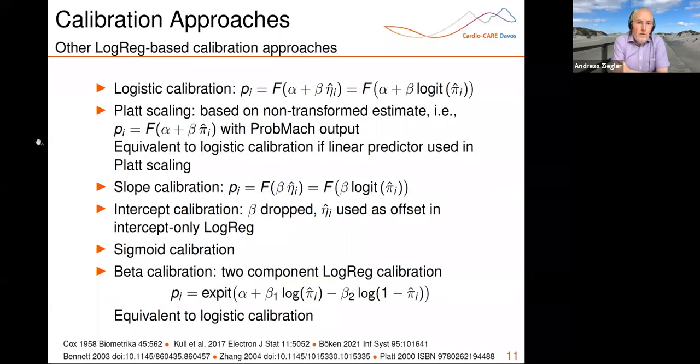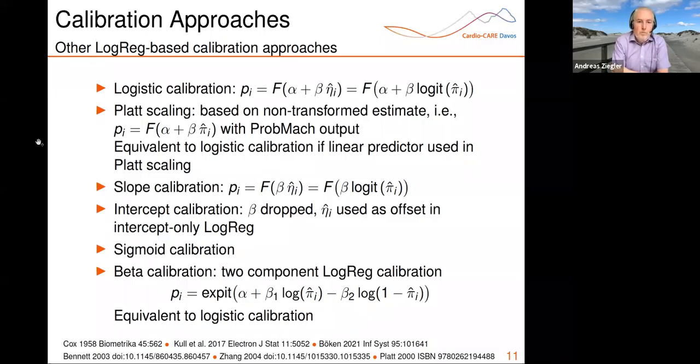So one of these regression-based calibration approaches is logistic calibration, repeated here in the first line. The most prominent approach for calibration used by machine learners. So when you go to some of the conference papers and so on, there you can find the Platt scaling. And what is Platt scaling? Well, some people say it is equivalent to logistic calibration. In my opinion, it's different.